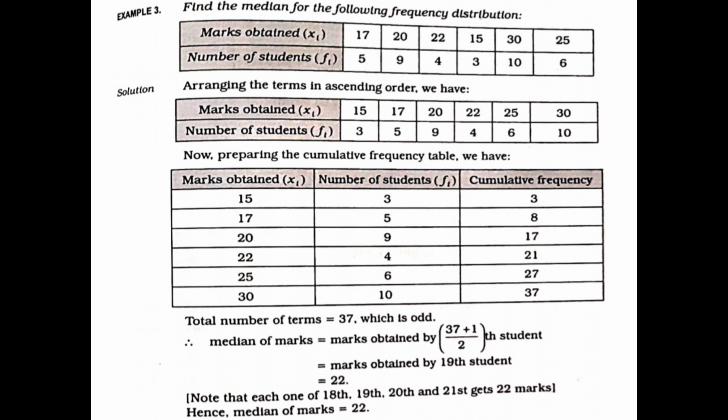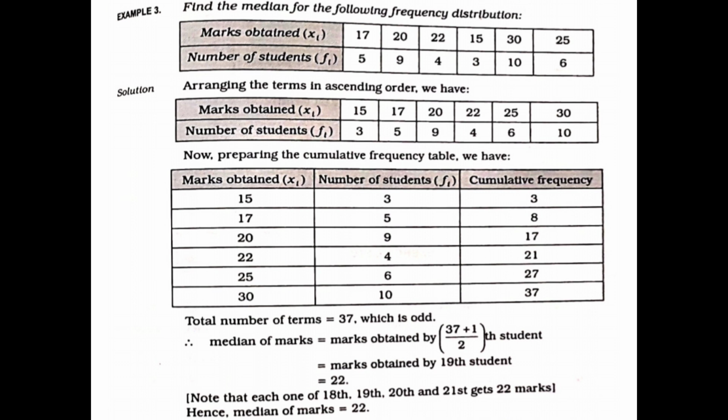First we have to arrange it in ascending order. Now prepare the cumulative frequency table. So first, marks obtained: 15, 17, 20, 22, 25, 30, that is the ascending order, and the frequencies 3, 5, 9, 4, 6, 10. Children, this is very important.